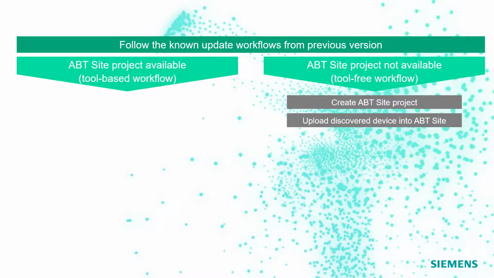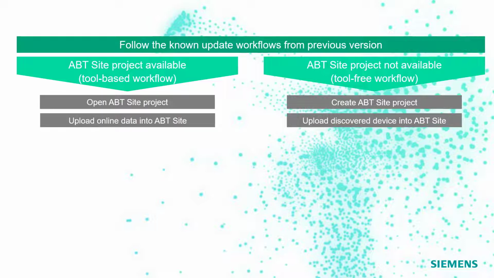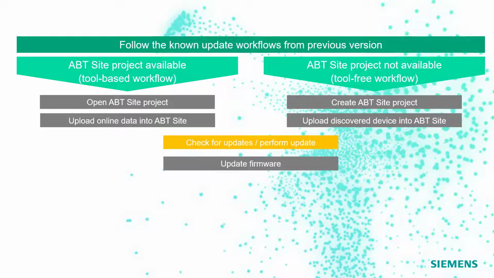In case, instead, we are going to update the devices from an already existing ABT site project, just open the project, and then upload the online data into ABT site. From that point, the following workflow is the same for both cases. Check now if there are updates available, and, in case there are, then perform the update.